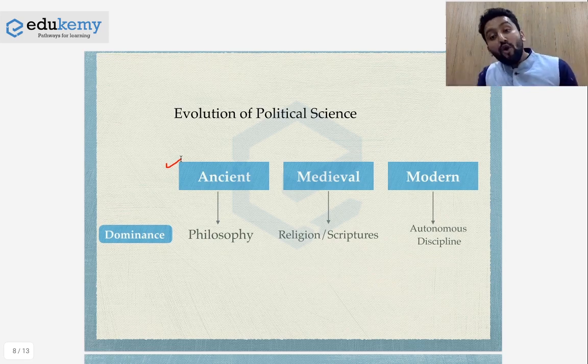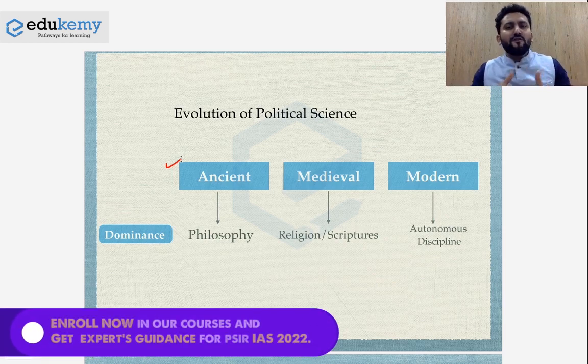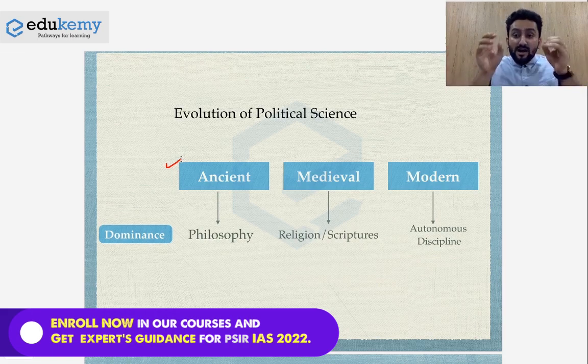But as we move to modern time, we found that political science was established as an autonomous discipline, different from philosophy, different from religion. In modern time, it was said that religion is for the private sphere.